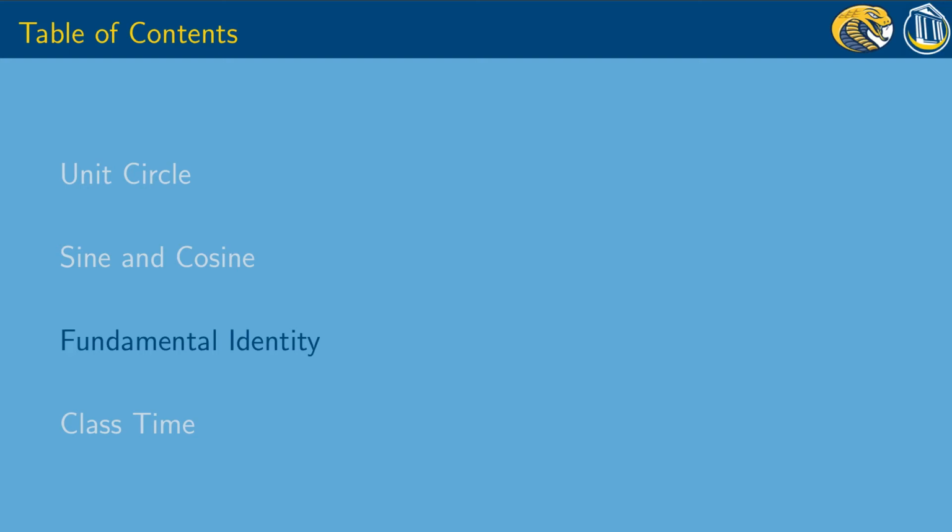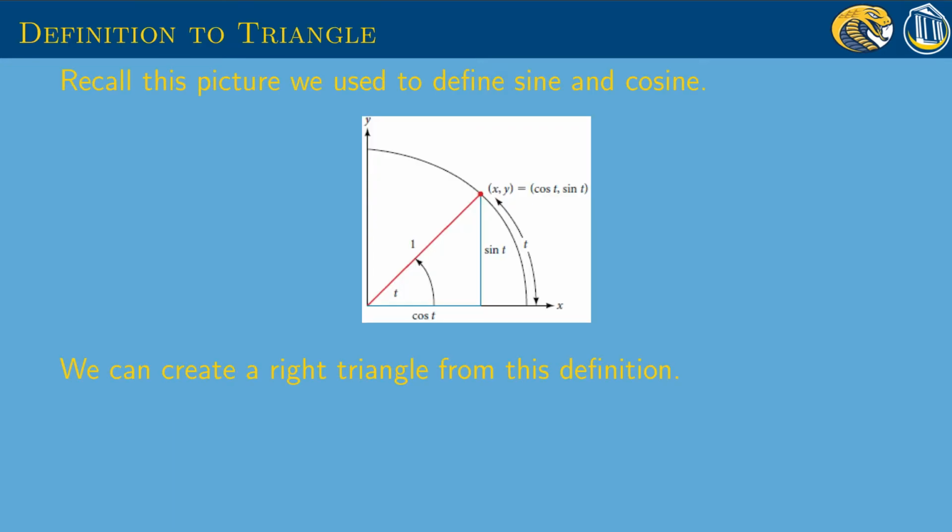Lastly, let's talk about the fundamental identity. Recall the picture from the last video where we defined sine and cosine of this angle t to be the y and x coordinates of this point. On this diagram, we'll notice that we've created a right triangle where the height of the right triangle is sine of t. This is our y coordinate. And the base of this right triangle is cosine of t. This is our x coordinate.